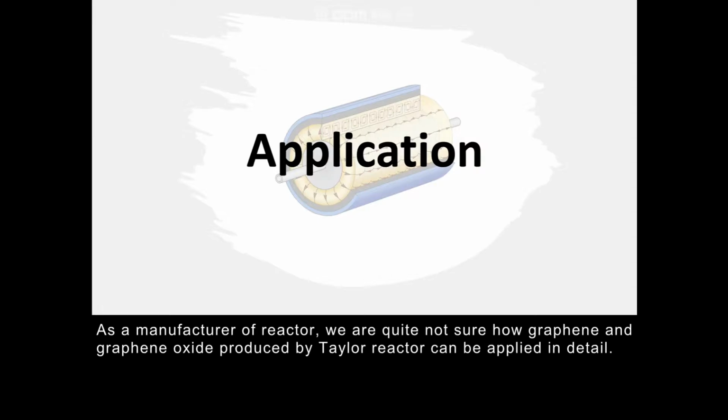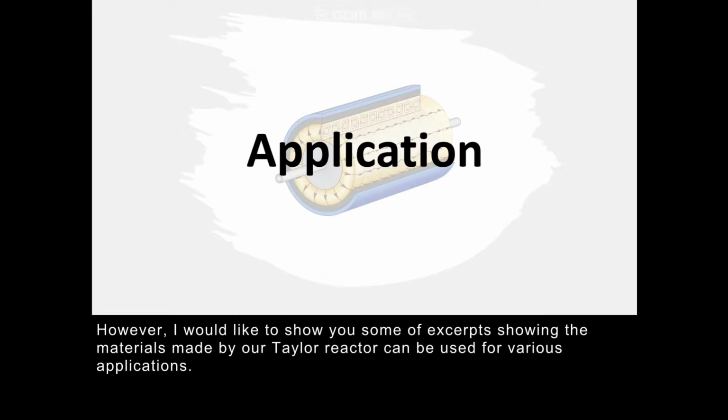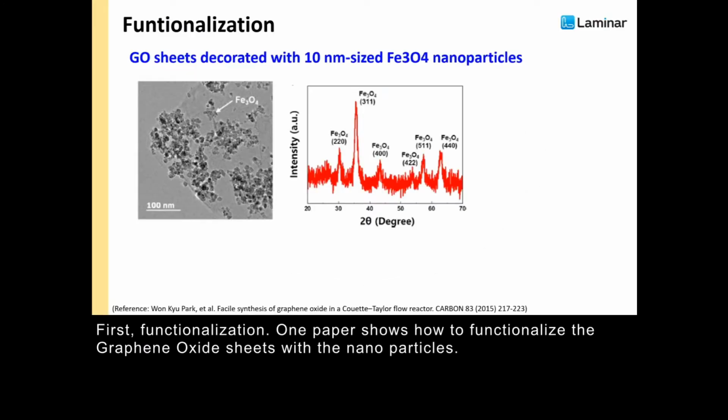As a manufacturer of reactors, we are not quite sure how graphene and graphene oxide produced by our Taylor reactor can be applied in detail. However, I'd like to show you some excerpts showing the materials made by our Taylor reactor can be used for various applications. First, functionalization. One paper showed how to functionalize the graphene oxide sheet with nanoparticles.